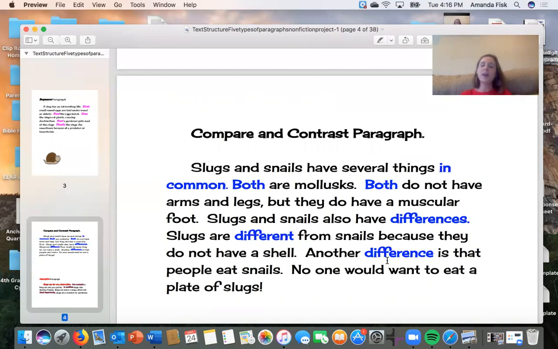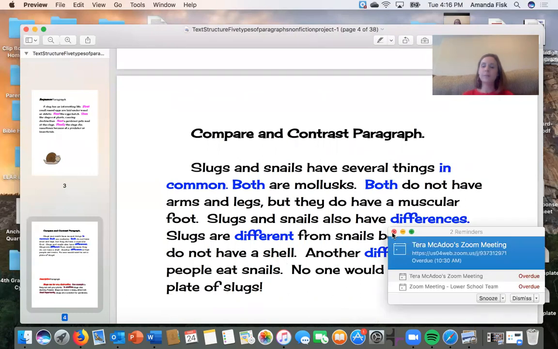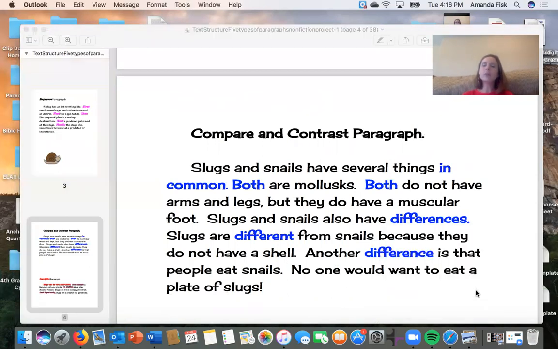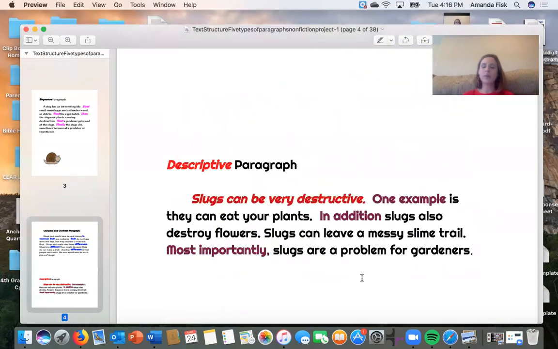So you'll be doing that. You'll think about your organism or topic, and you'll choose something else to compare and contrast it with. And then you'll write your paragraph using those words so that you can show your knowledge about the compare and contrast text structure.